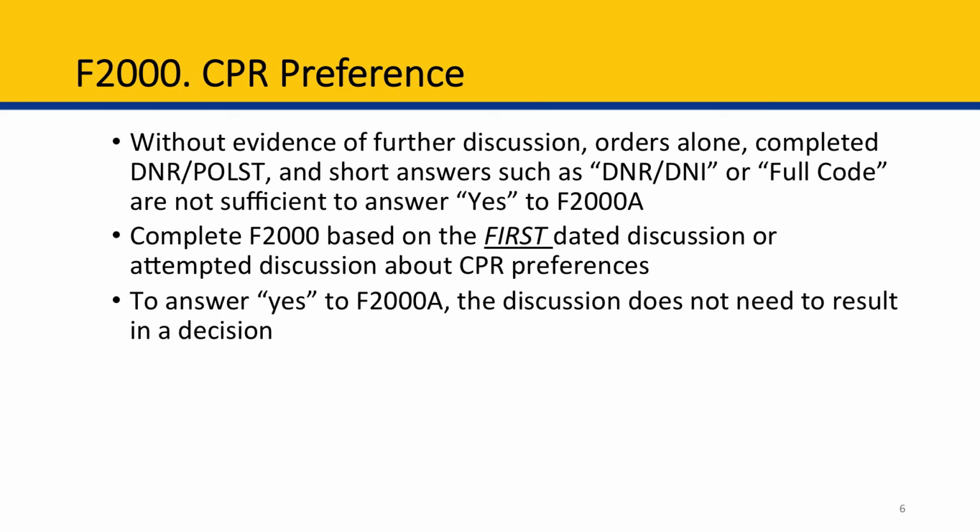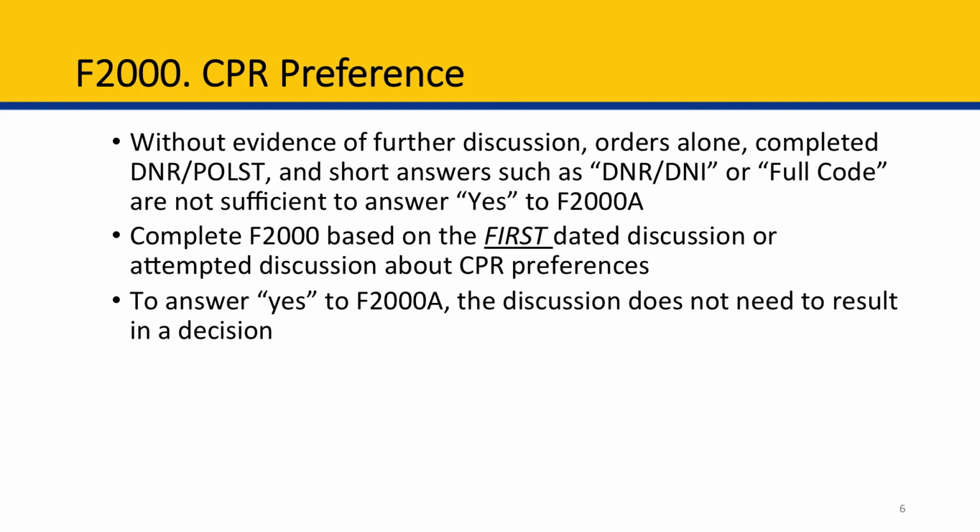The first item in Section F is F2000. F2000 is intended to capture evidence of a discussion or attempted discussion regarding a patient's CPR preference. Remember, this item is about opening the door for a conversation, so the discussion does not need to result in a decision. You would complete F2000B based on the first dated discussion or attempted discussion about CPR preferences.